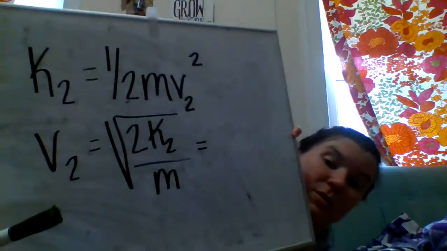Number 19 says, looking at the previous problem, what is the speed of the ice when it reaches the ground? Okay, so now we're looking for V2. Our K2, what we just found, is equal to 1/2 times the mass times V2 squared. So all we have to do now is get V2 by itself, and when we do that, we get V2 equals the square root of 2 times the final kinetic energy over m. This is very close to one of your practice problems. So this is the formula we're going to use.